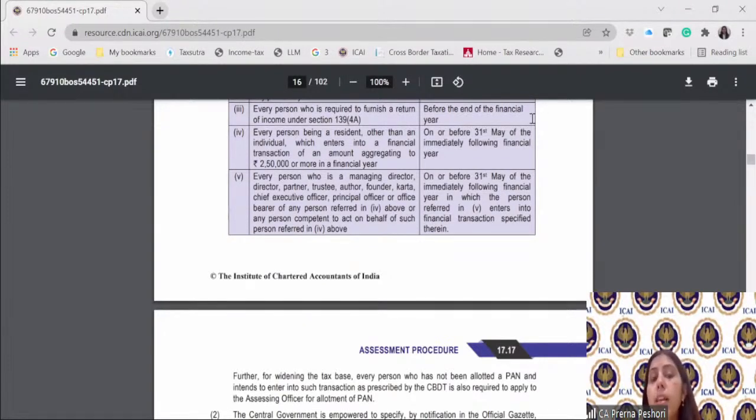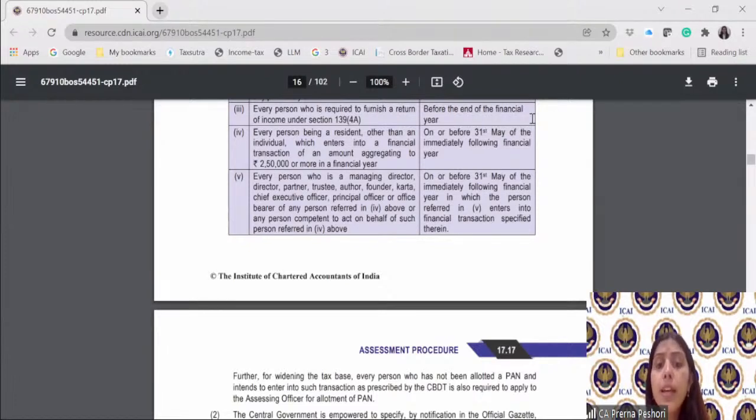Further, quoting of PAN is mandatory in all returns of income, all notices, all submissions you are making, and all the correspondence you are doing with the income tax authority. In all the income tax challans you are paying, you are required to quote the PAN. So quoting of the PAN is mandatory with respect to all the challans and all the income tax documents. Further, when you are purchasing or selling any motor vehicle, there also you are mandatorily required to quote the PAN.